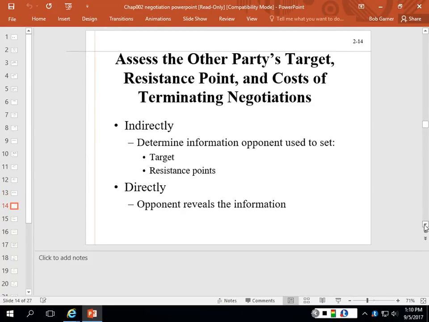All right, so assess the other party's target and resistance points, and then once again, indirectly determine information: how did they get their target, what is their resistance point? Directly, in most cases, guys, if you're dealing with sophisticated negotiators, they're not going to reveal that information to you. So what's one thing about a house? What could you do to figure out how they came to their price?